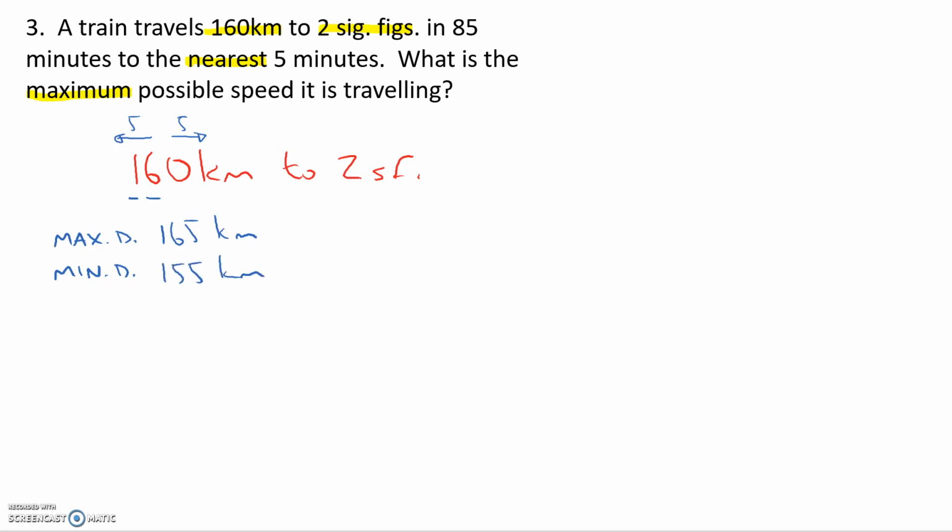Right, and then we do 85 minutes, so 85 minutes to the nearest 5 mins. Well, what does that mean? Well, if it's to the nearest 5 minutes, again, if we split that 5 minutes, it really means that it could be half of that 5 minutes above that value and half of that 5 minutes below that value. So I make half of 5 2.5, so it could be 2.5 bigger than 85 minutes. It could be 2.5 less than 85 minutes.